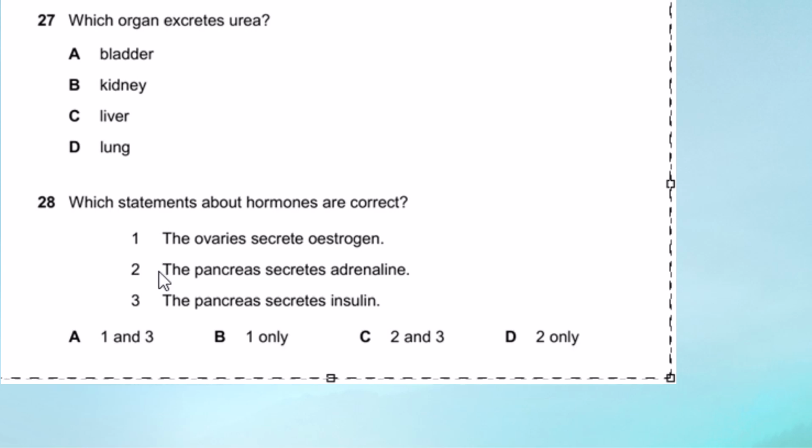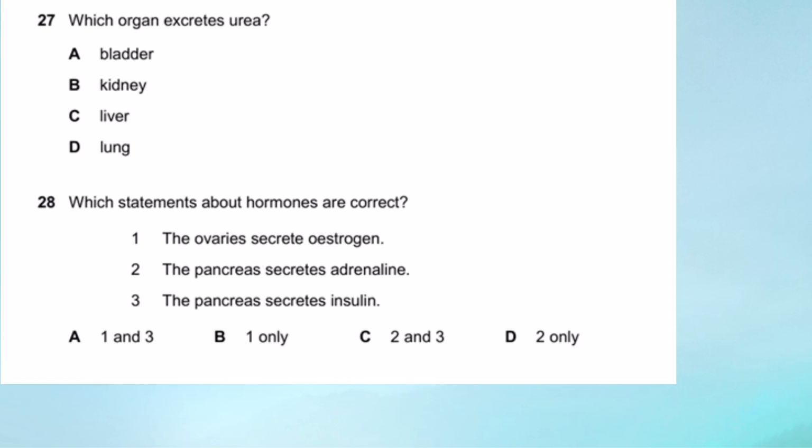Next is also almost easy. There's a little trick question here. They ask which organ excretes urea, and some might say, "Oh, it's the bladder." But the bladder holds urine, not urea. So if it was urine, but since it's urea, it's B, the kidney.